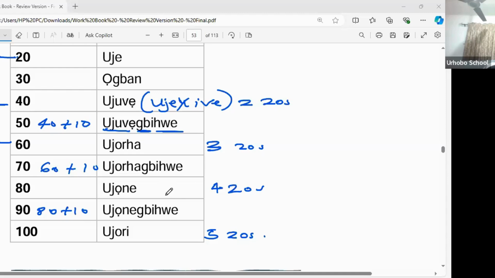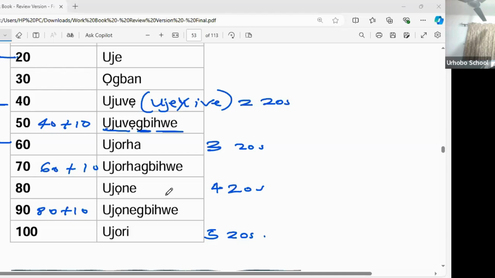So 87. Ujone Bigre. Okay, which is 87. So how do you get 90? Explain it. Analyze it. Let's hear. Yes, 80 and 10. And 80 is what? Ujone. So Ujone Gbikwe is 90.